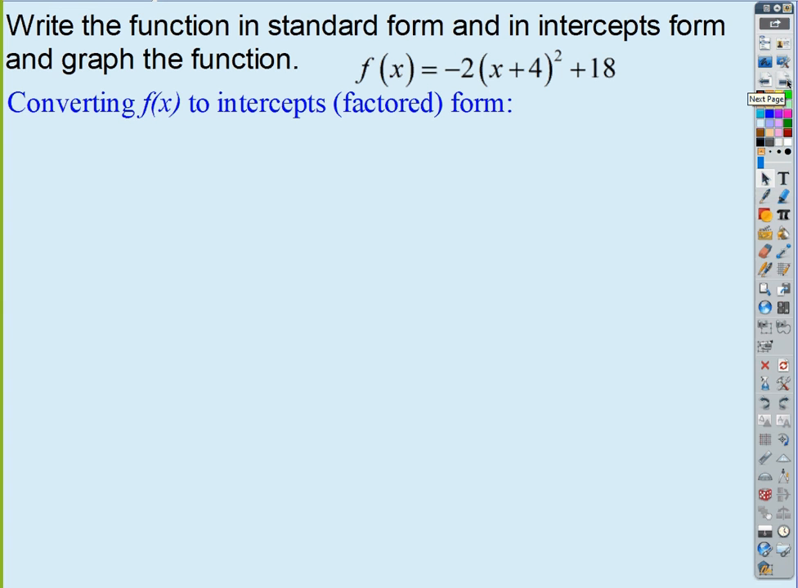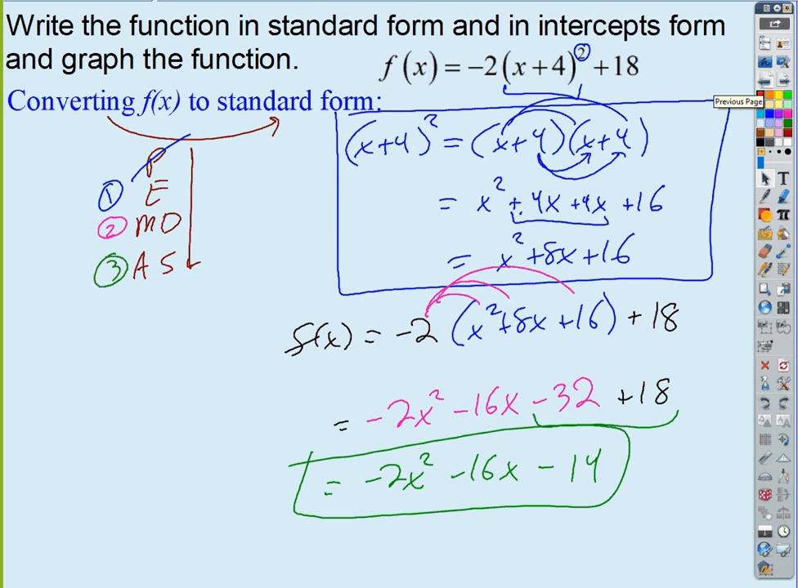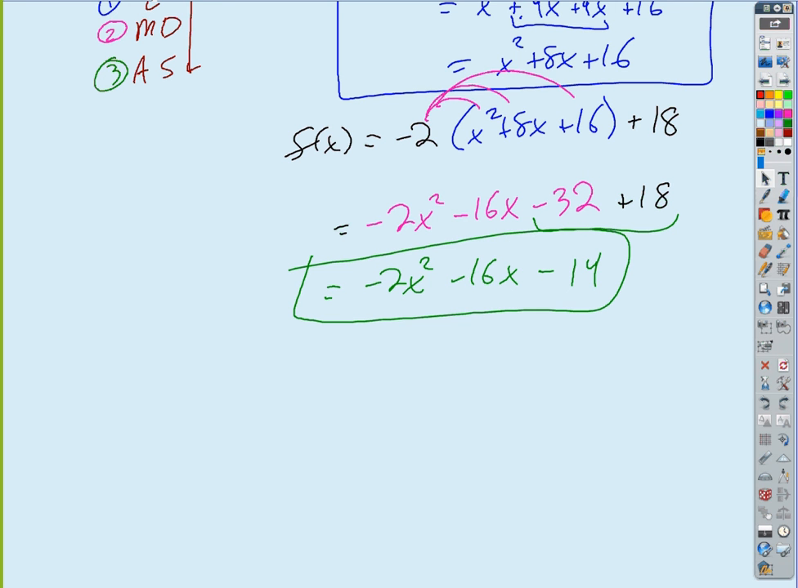Okay, the second part though, we want to convert this into intercepts form. So how would we go about doing that? This unfortunately means I've got to put this into standard form and then factor it, right? But we already did that part, didn't we? We've already got standard form right here. How often are we going to do this? Not very often, but we just want you to know how.